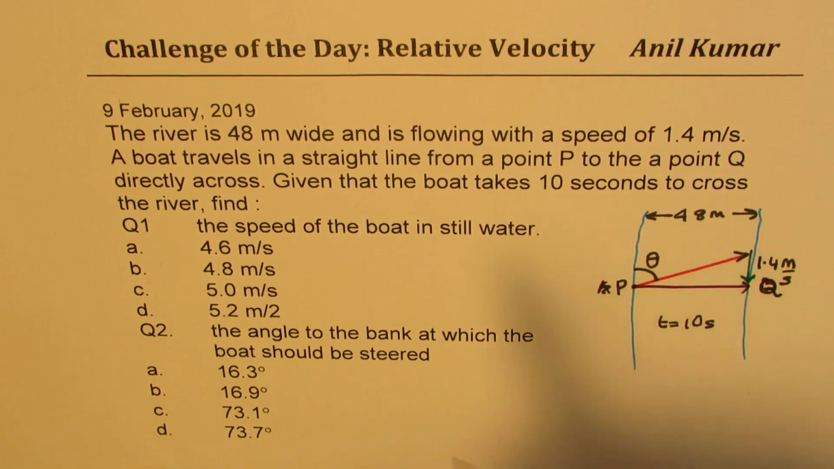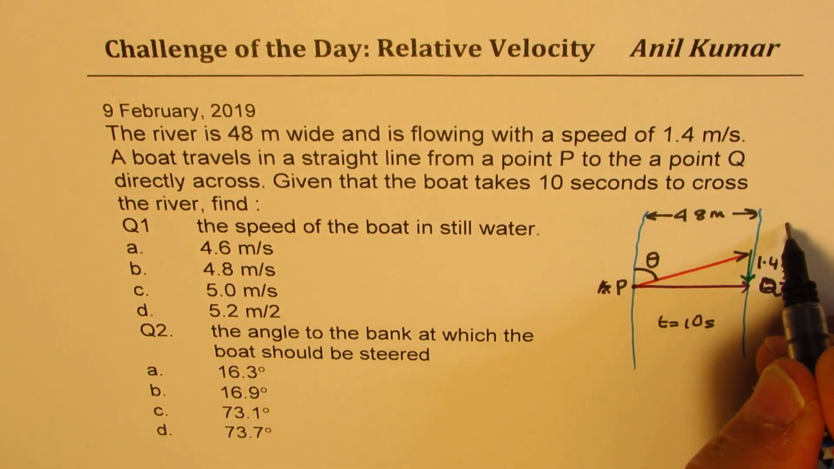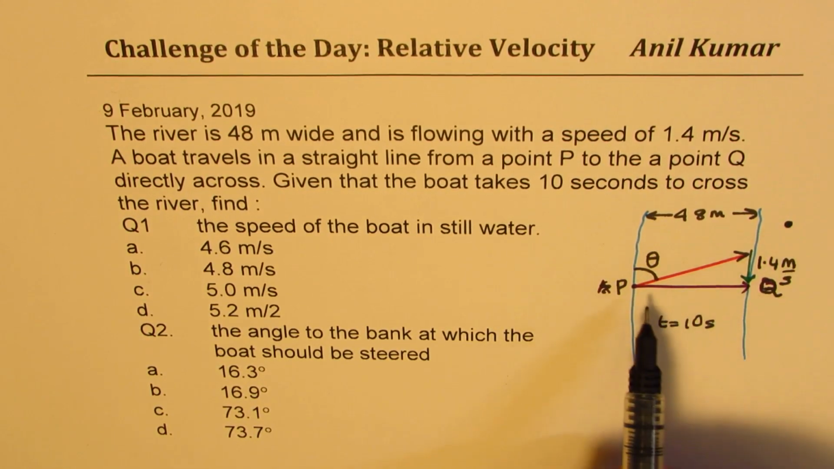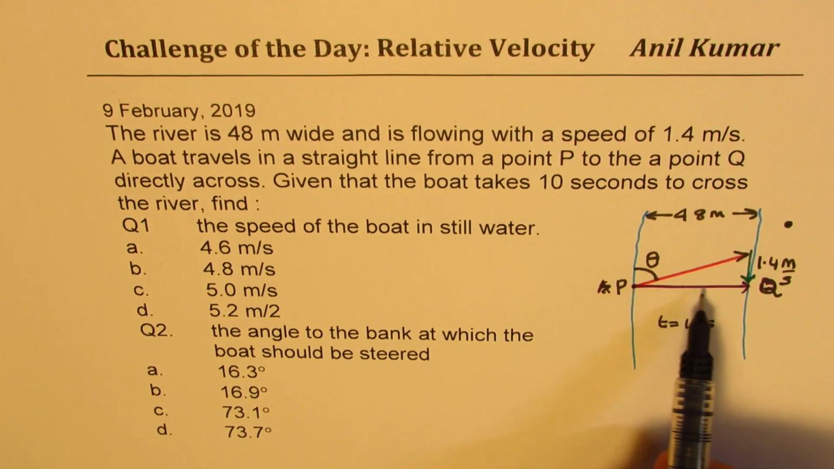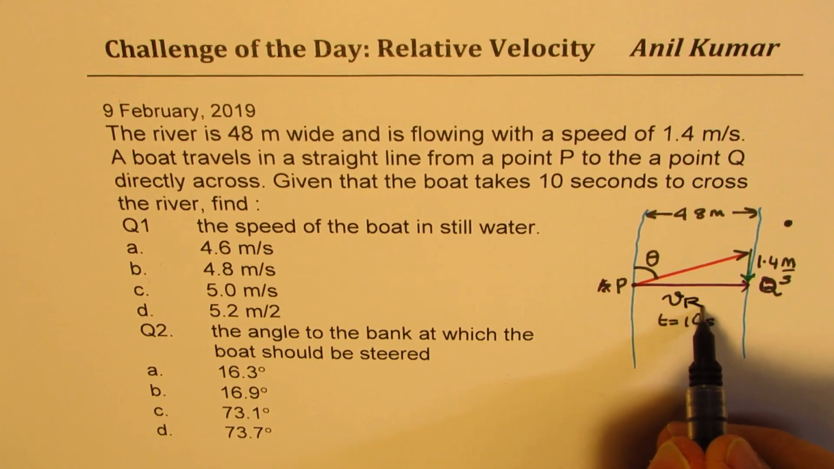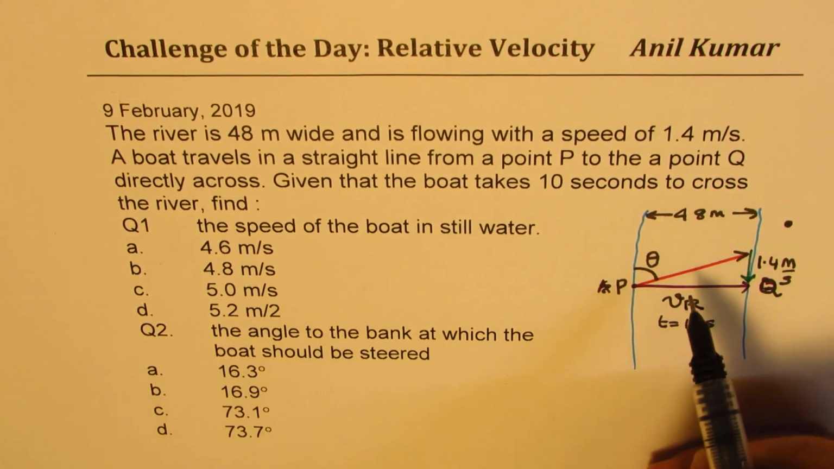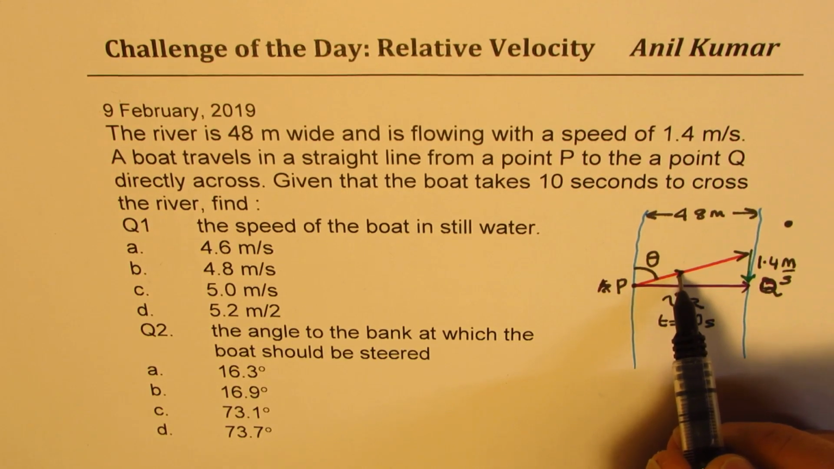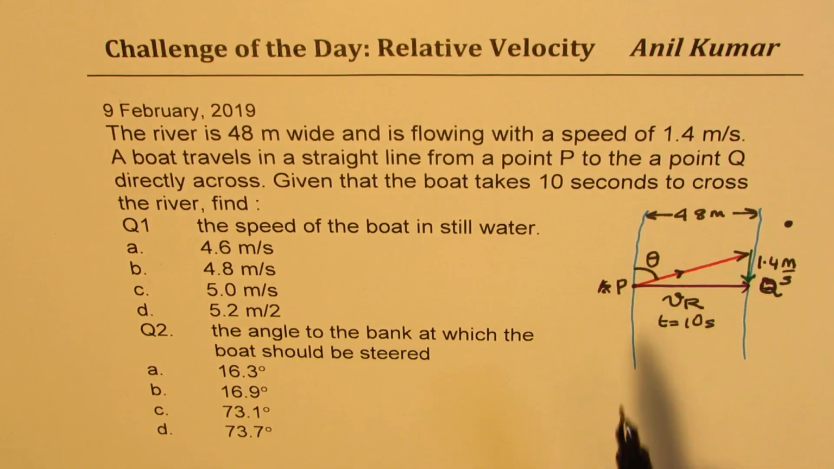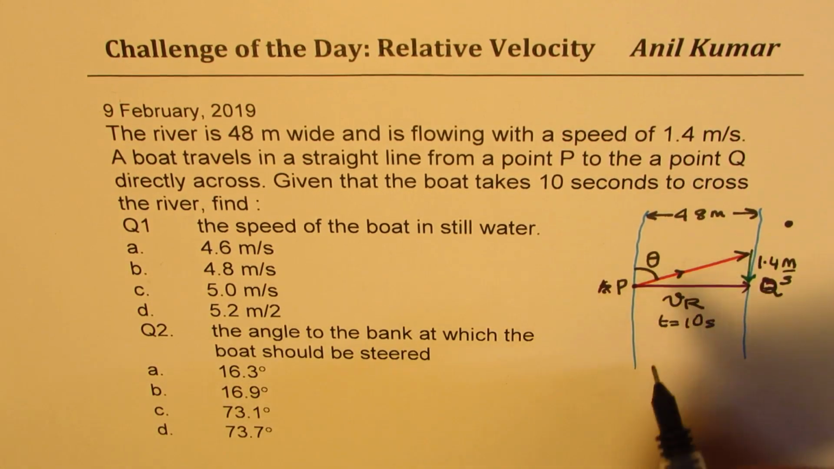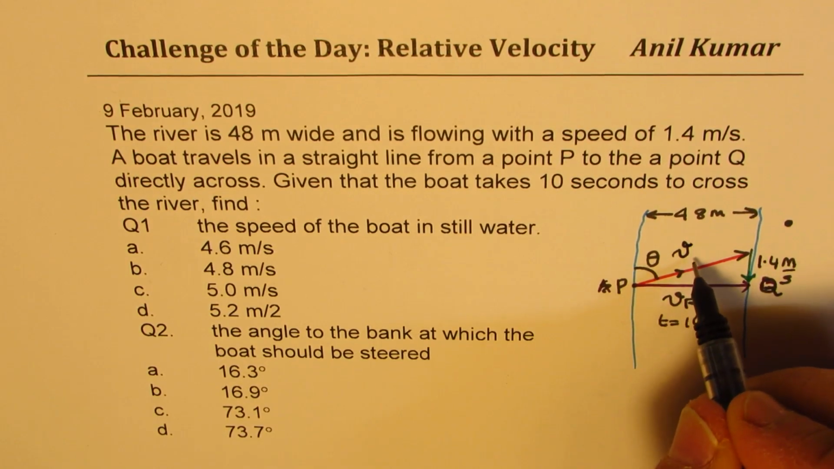Now we need to understand a concept of relative velocity. If I have a person standing outside, then for this person, what is seen is the boat going from P to Q. So that is the resultant velocity, right? But the boat actually goes in this direction. The head of the boat will be pointing in this direction, but it will be moving straight along this line, right? So that becomes your speed of the boat in still water.